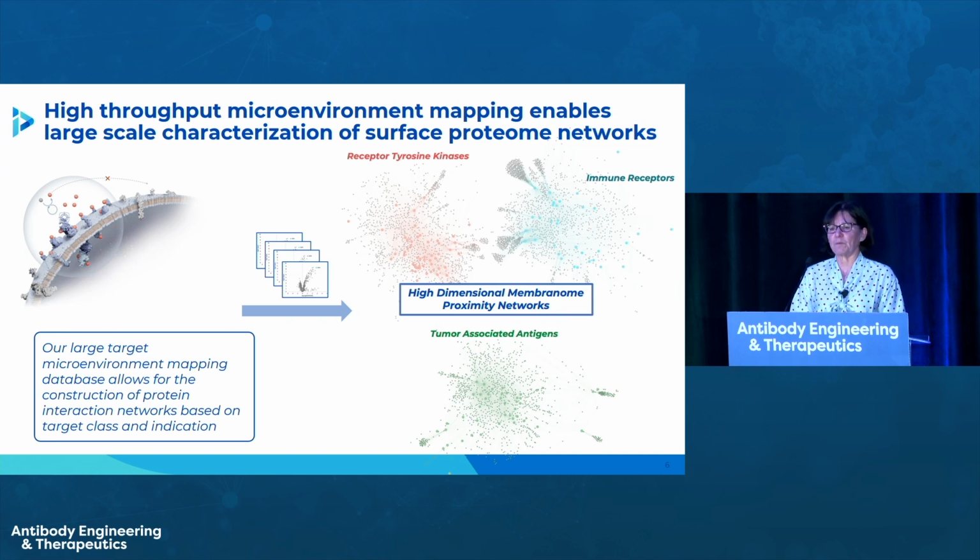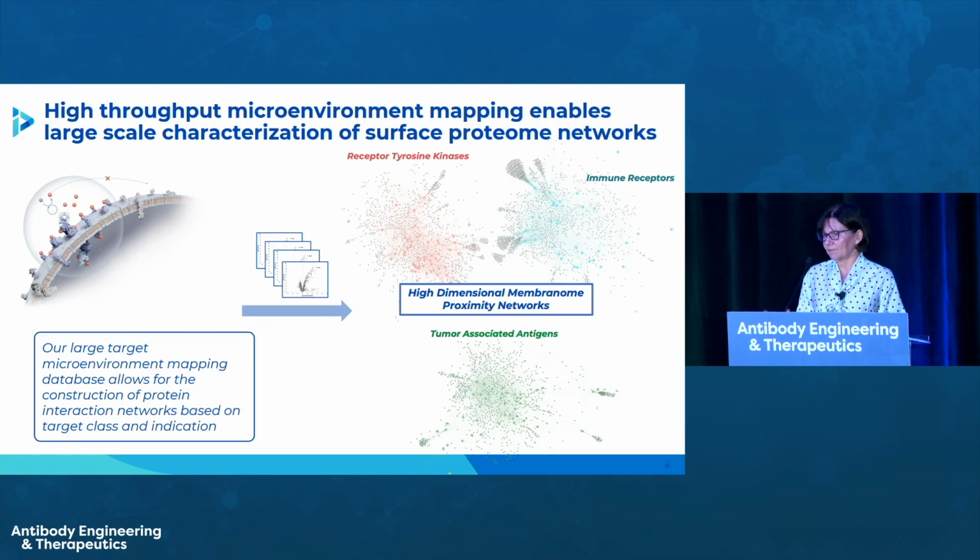But we don't just run one micromap experiment on a target of interest. In fact, we run dozens. We run them on dozens of different types of cell systems or tissues. And doing this, we have been able to start to develop and characterize these very, very large surface proteome networks over the time that Indipro has been in business, which has been a couple of years. And we can also start to apply this to different types of classes and indications of proteins, and we have particular interest in receptor tyrosine kinases and immune receptors and tumor antigens as well.